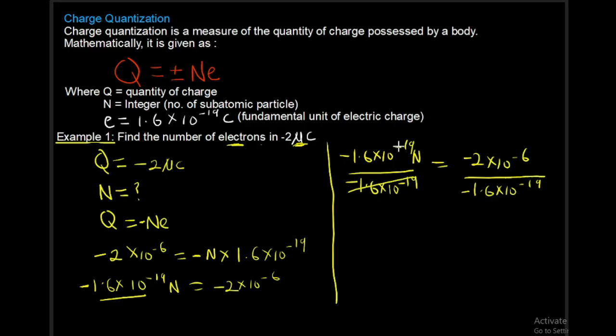Now this is going to cancel out the whole of this, so we are left with just N equals this divided by this. So if we use our calculator, first the minus cancels out the minus, so we are left with 2 times 10 raised to the power minus 6 divided by 1.6 times 10 raised to the power minus 19, which is 1.25 times 10 raised to the power 13. Alright, so this is the number of electrons. So this is our answer to this question.